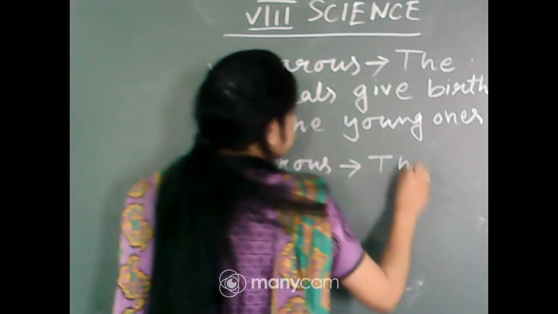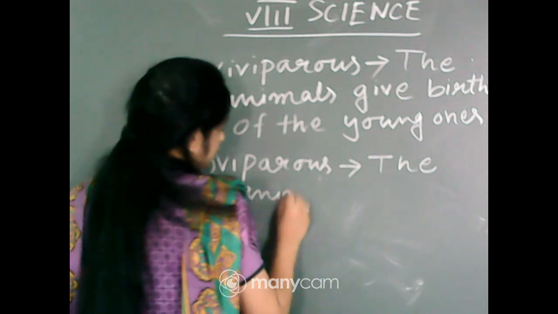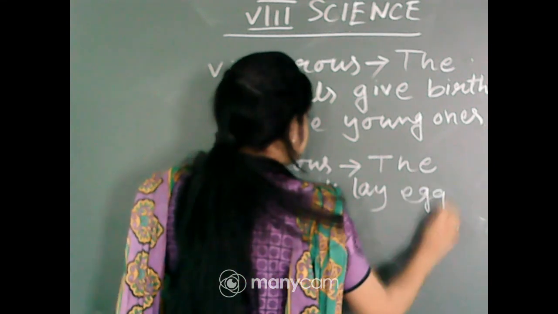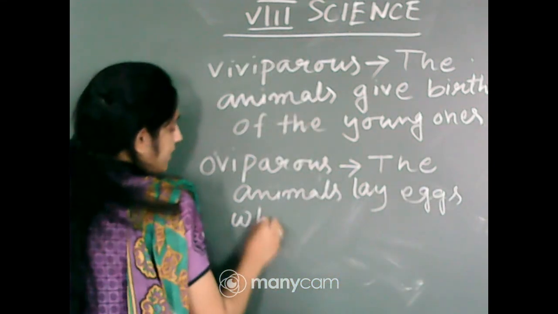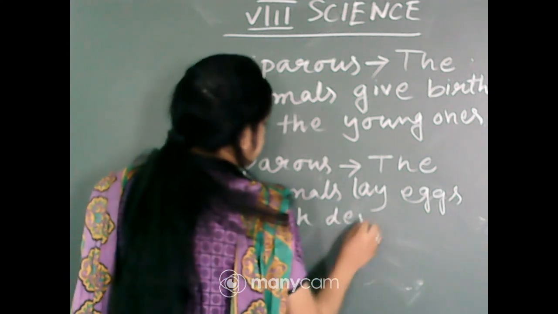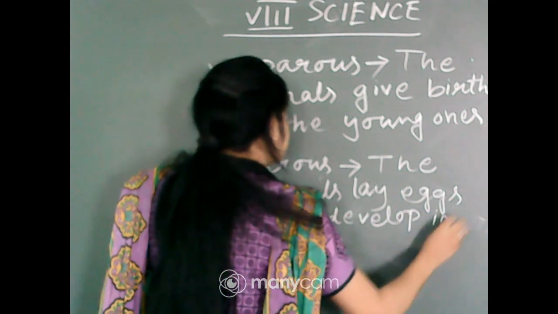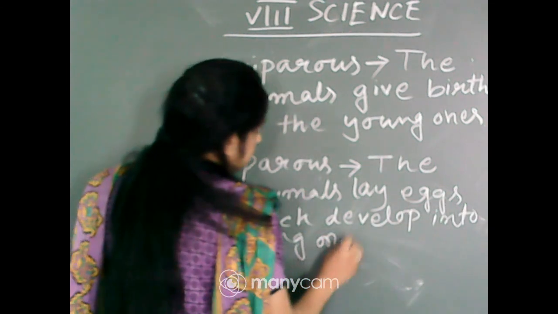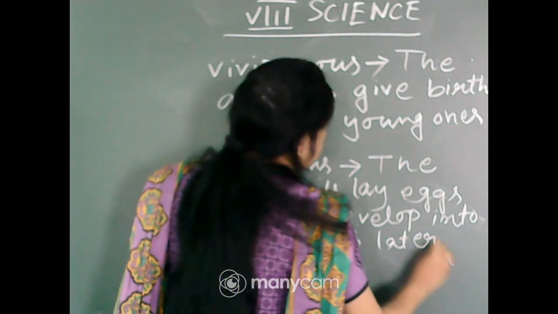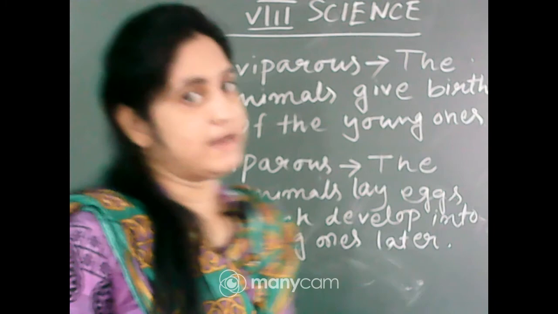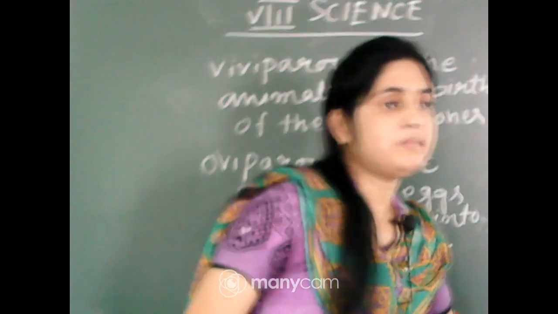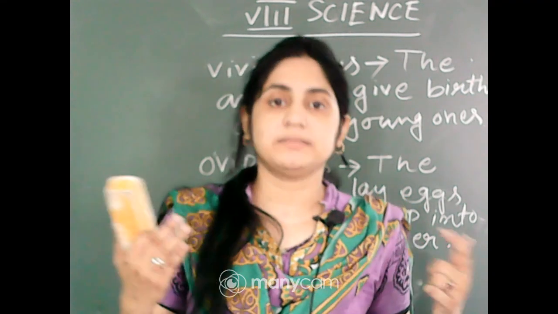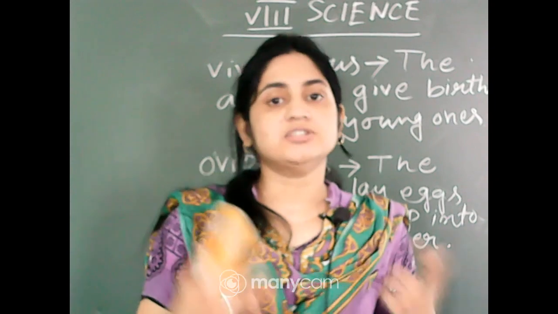The animals lay eggs which develop into young ones later. This is the difference between viviparous and oviparous animals. Some of them give direct birth to young ones, that is humans and any type of mammals, and some animals lay eggs, then the eggs hatch and the new individual is formed.